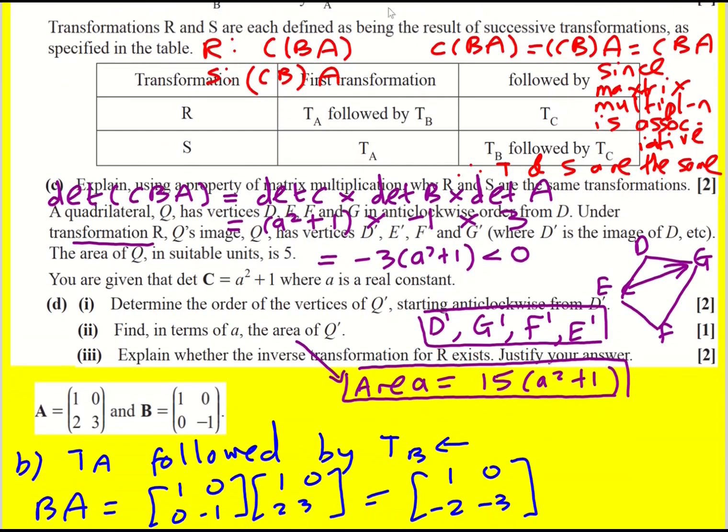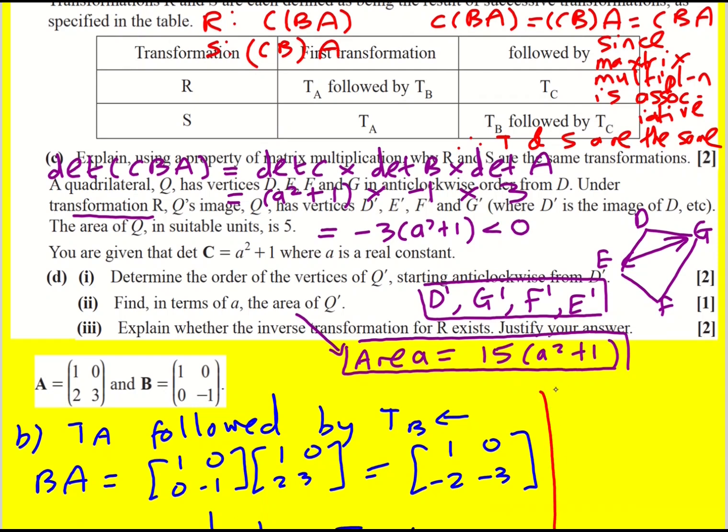So I'm going to fit it into this little gap here, part 3. Now, for the inverse of R, we would find 1 over the determinant of CBA. And we know it's never going to be 0 because a squared plus 1 is positive. So I wrote down the determinant of CBA is, well, I actually said it was greater than 0, but all we need to say really is it's not equal to 0. It's the same thing. And that means the inverse will exist.